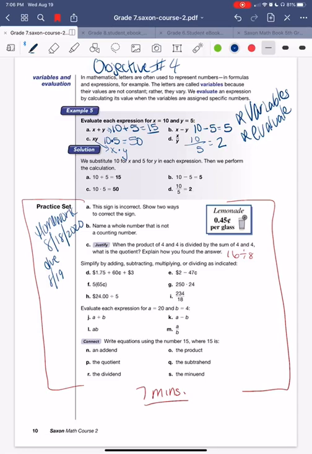Okay, so our answers for our homework are as follows. A says this sign is incorrect. Show 2 ways to correct the sign. So the very first thing is that it has the decimal with the cent sign. So the very first thing we should have is it like this per glass, or we can say. Oops, sorry.